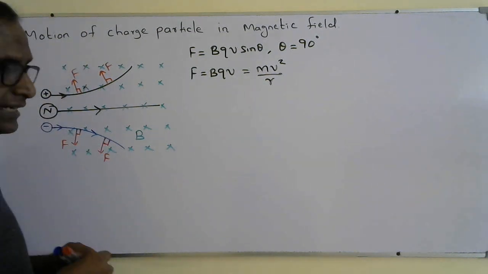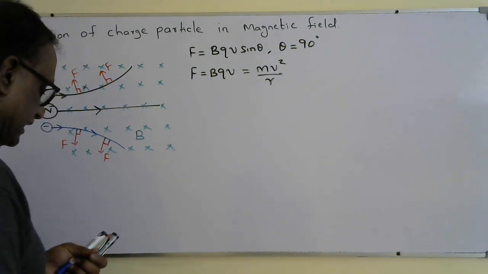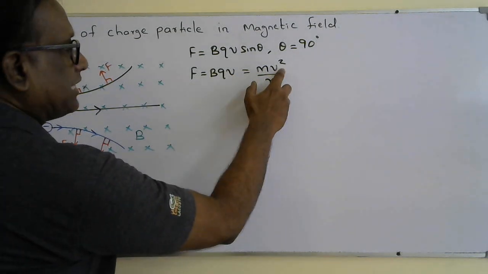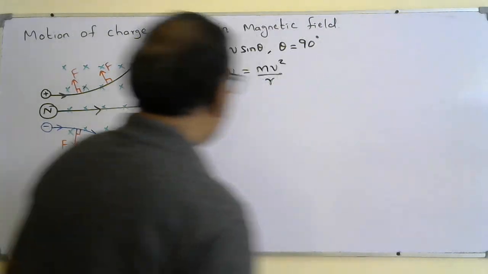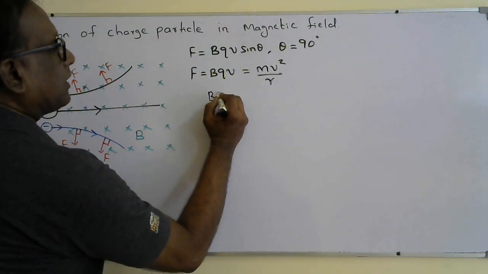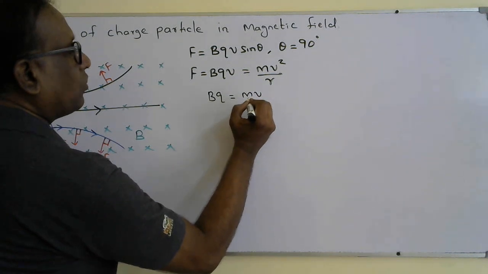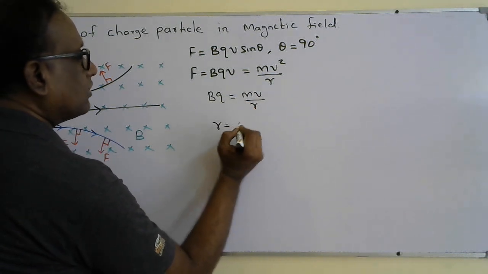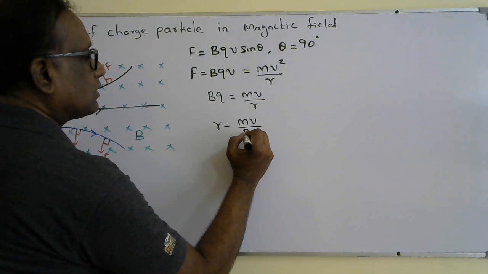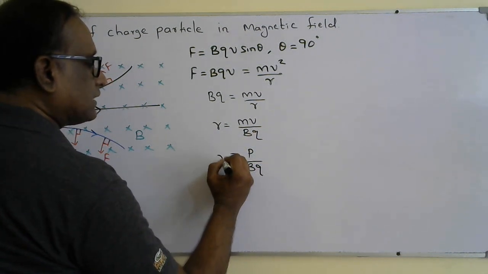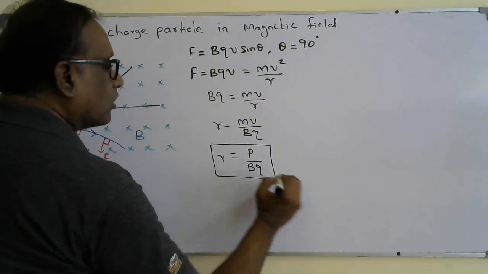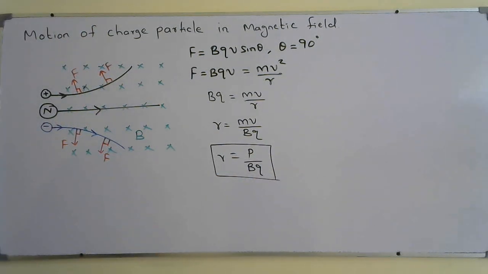From this we can get an equation for the radius of circular motion. So here one v will get cancelled. So BvQ is equal to mv squared over r, which gives BQ equal to mv over r. So r is equal to mv over BQ, that is p over BQ. They can ask you to derive this equation. I already derived it in the particle physics notes, the particle physics lesson also. You should be able to derive this equation.